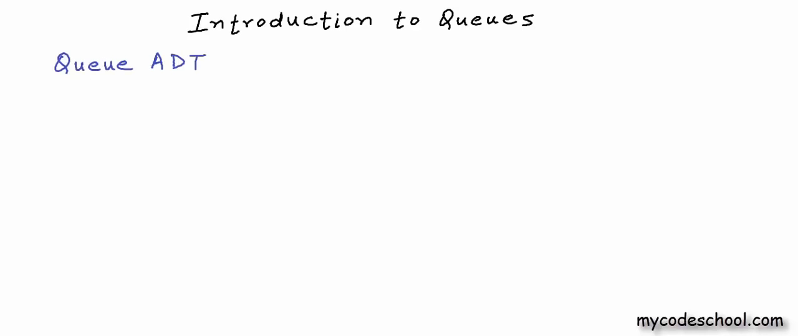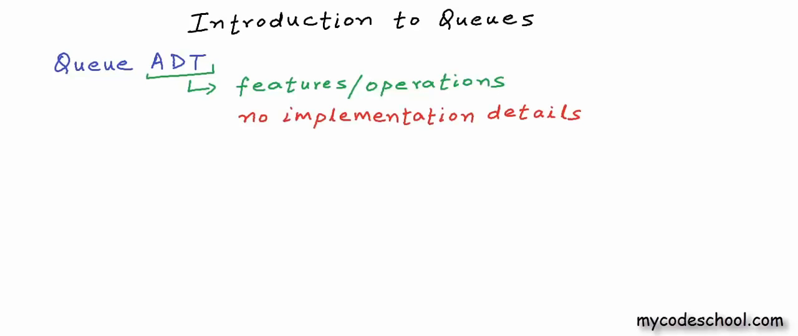We are going to talk about QADT. Just the way we did it for stacks, first we are going to talk about queue as abstract data type, or ADT. As we know, when we talk about a data structure as abstract data type, we define only the features or operations available with the data structure and do not go into implementation details. We will see possible implementations in later lessons. In this lesson we are only going to discuss the logical view of the queue data structure. Okay, so let's get started.